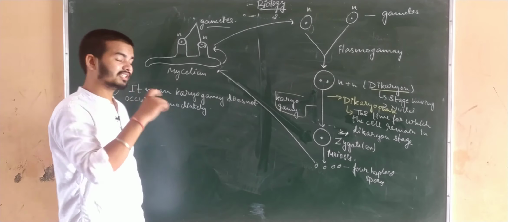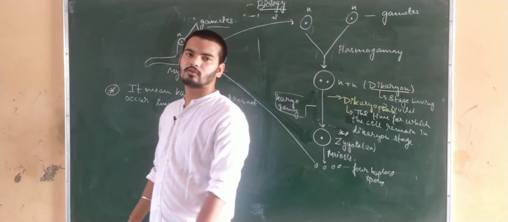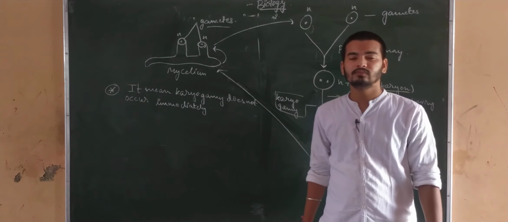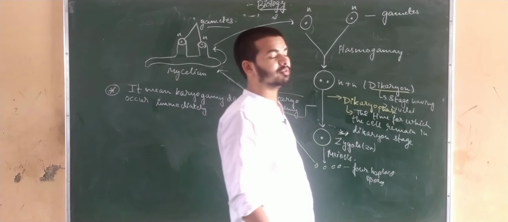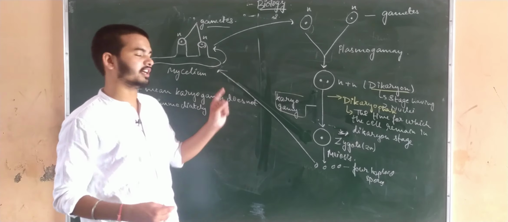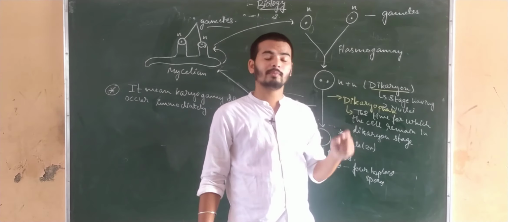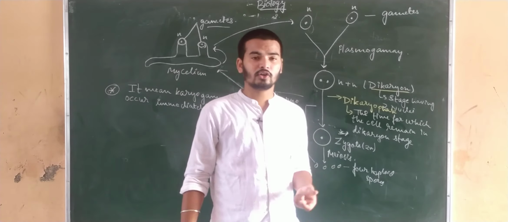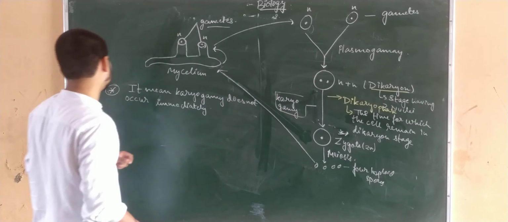But there is one more twist. There are 4 types of fungi: Phycomycetes, Ascomycetes, Basidiomycetes and Deuteromycetes. Out of these 4 fungi, only 3 undergo sexual reproduction: Phycomycetes, Ascomycetes and Basidiomycetes. That means Deuteromycetes does not perform sexual reproduction. So this entire process occurs only in 3 types of fungi, that is Phycomycetes, Ascomycetes and Basidiomycetes.